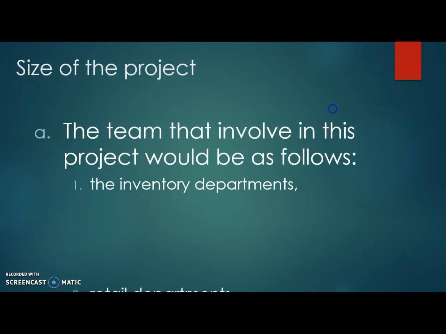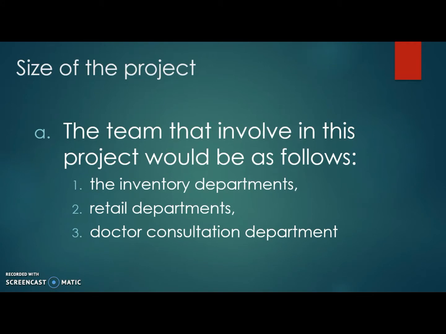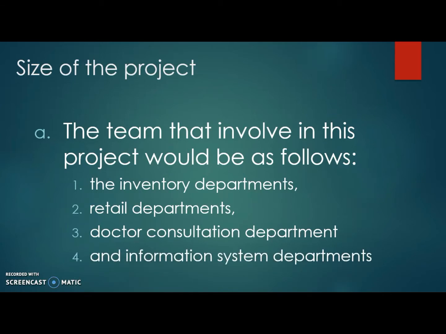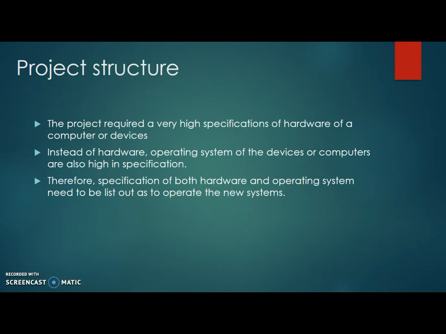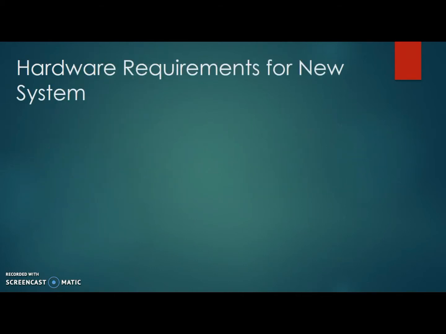As for the size of the project, the teams involved in this project are as follows. The first 3 teams of all departments are required to convey their needs to the 4th team, which is the information system department. As for the project structure, the project requires very high specification of hardware of computers or devices. Besides hardware, the operating system of the devices or computers is also high in specification. Therefore, the specification of both hardware and operating system needs to be listed out to operate the new system.